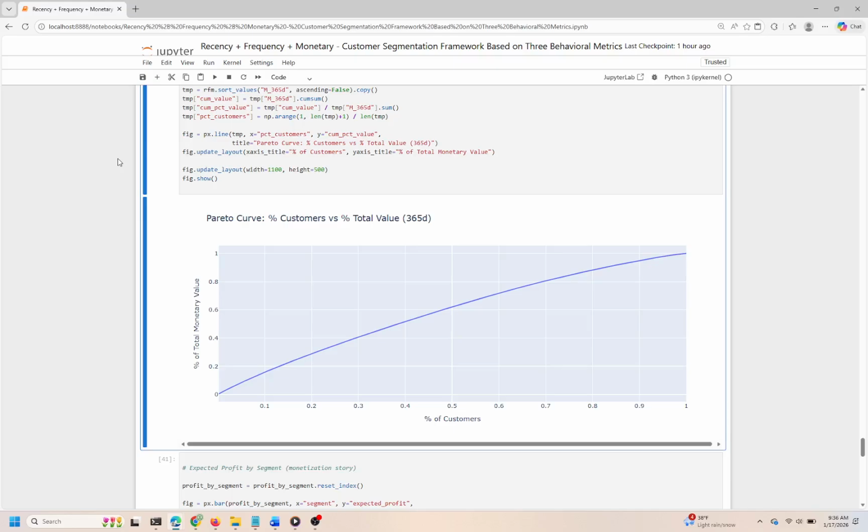Cell 27. In this cell, we're focusing on visualizing the expected profit by segment, which is critical for understanding the effectiveness of different marketing strategies.